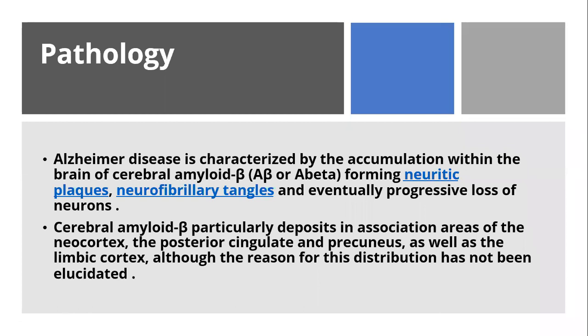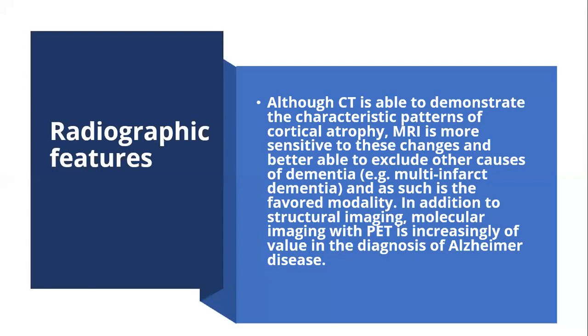Cerebral amyloid beta particularly deposit in association areas of the neocortex, the posterior cingulate, and precuneus, as well as the limbic cortex. Although the reason for this distribution has not been elucidated. Radiographic feature. Although CT is able to demonstrate the characteristic pattern of cortical atrophy, MRI is more sensitive to these changes and better able to exclude other causes of dementia like multi-infarct dementia, and as such is the favorite modality. In addition to structural imaging, molecular imaging with PET is increasingly of value in the diagnosis of Alzheimer's disease.